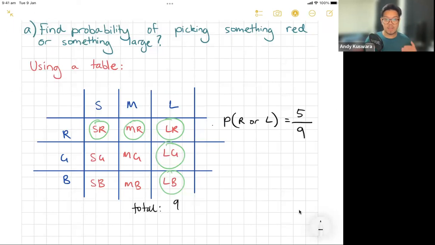Cool. That's an example of using a table. You put one of the events or one of the options down the columns, and then for the rows, for the headings, you want to do the other event. In this case, it was sizes and colors, but it could be anything, and you can just put them side by side.